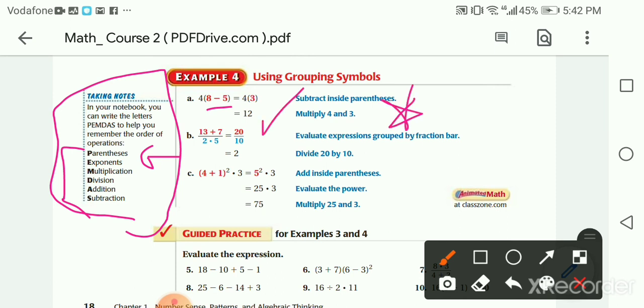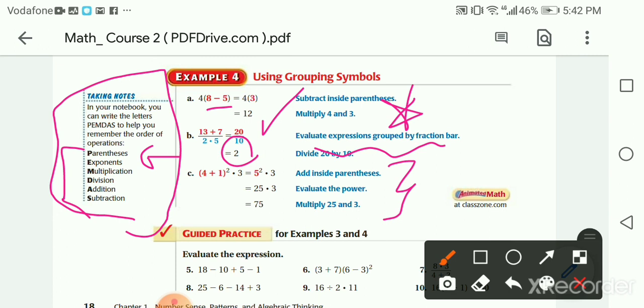Yippee! 13 plus 7 all over 2 times 5. What should I do? Evaluate expressions grouped by fraction bar. So I have here 13 plus 7, 20. Okay? And 2 times 5, 10. Okay? Then 20 divided by 10 gives you 2. It's important to know this lesson very much. It will help you in your real life.